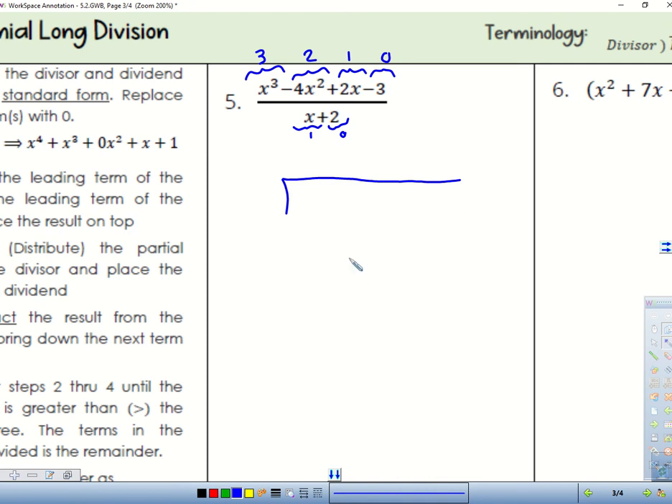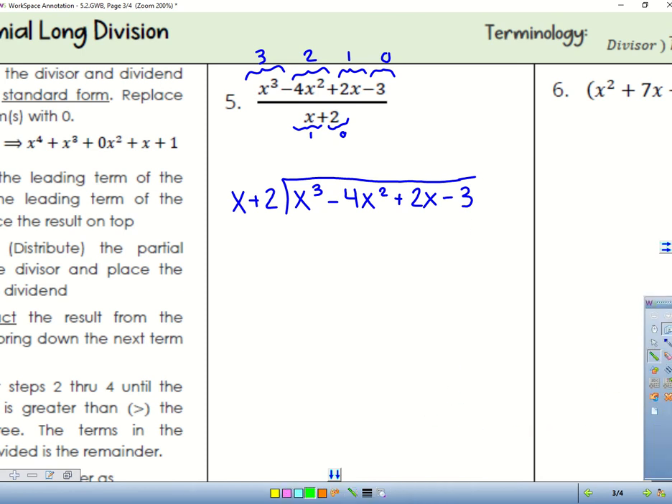So you're going to make a division bar. You're going to put whatever's in the denominator on the outside, whatever's in the numerator on the inside. And I'm going to go through these steps slowly, and I'm going to try to color code them for you so you can understand. So we're going to do division kind of like we did before. What number can I multiply x by to get me to x to the third power? X squared. That's what's going to go up here.